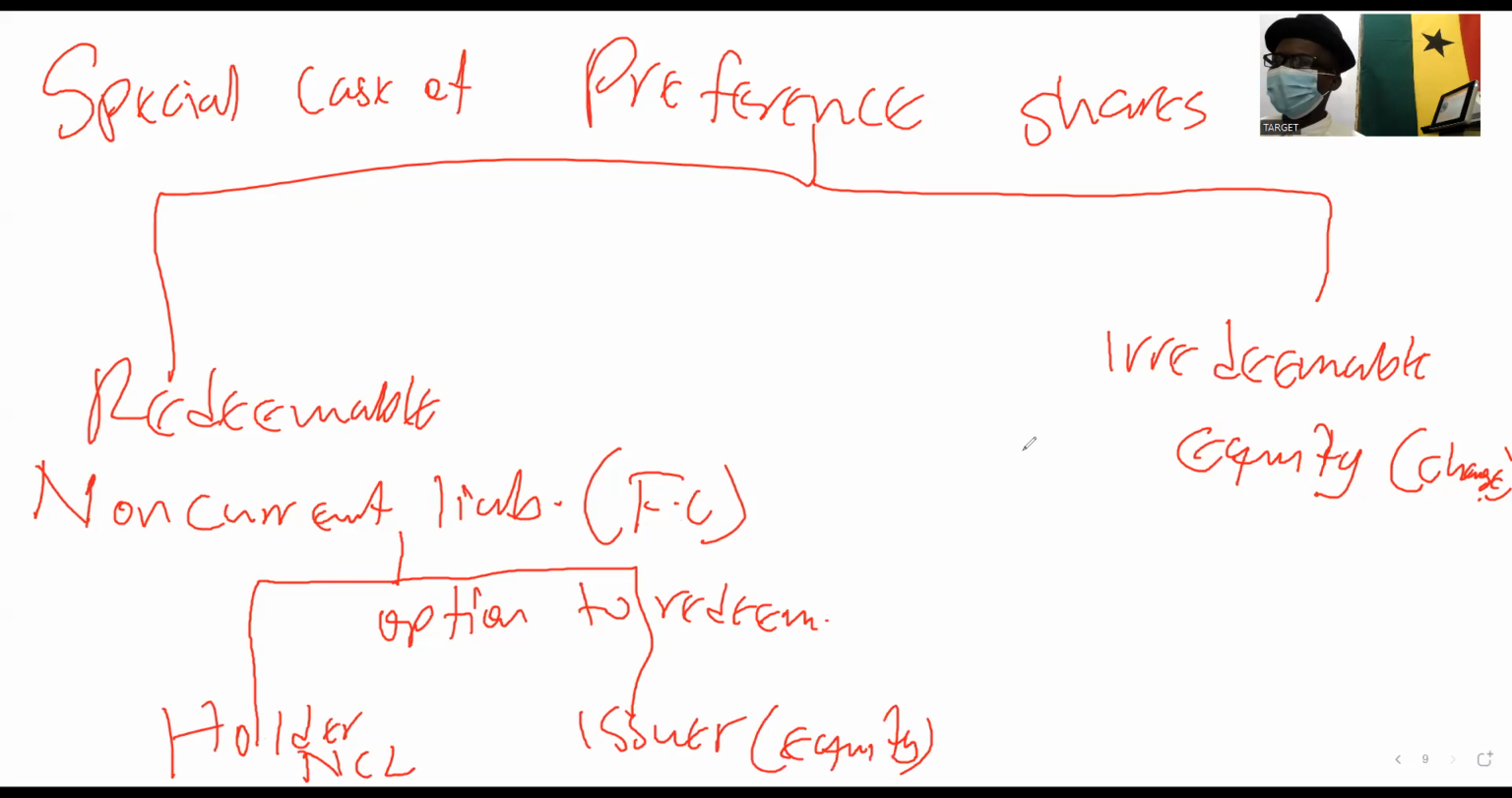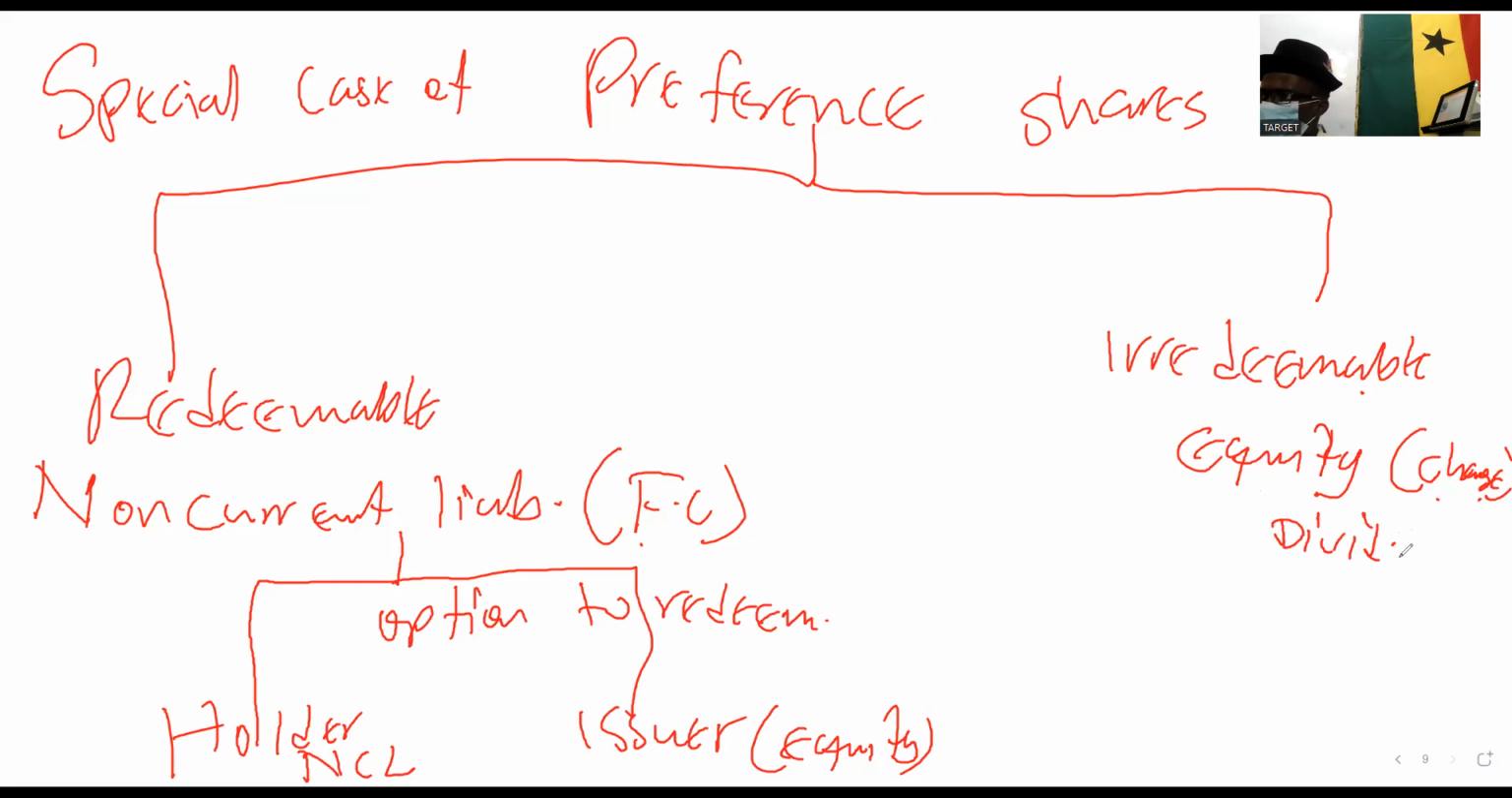Now, all dividend paid on debts are finance costs, true or false? Yes. All dividend paid on redeemable preference shares are what? Finance costs. That's true. But all dividend paid on irredeemable preference shares are under equity, under changes in equity. So tell me these two dividends.